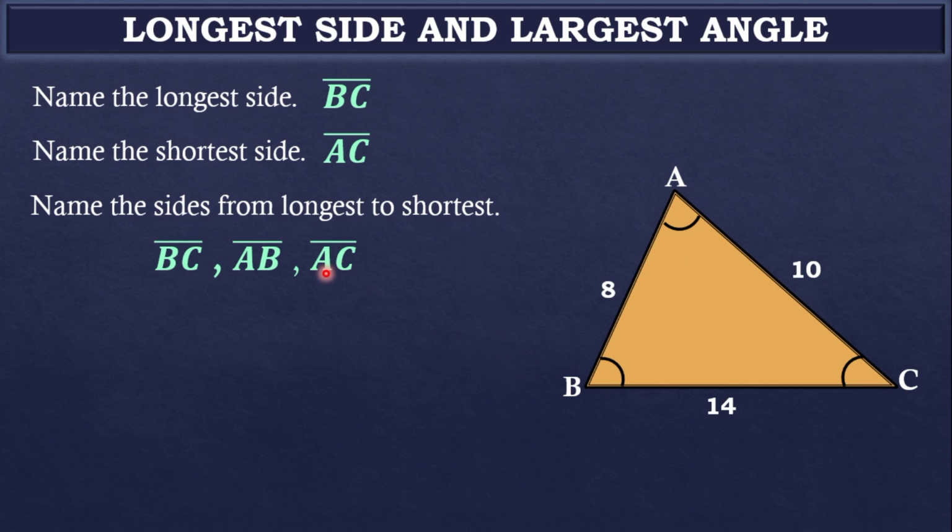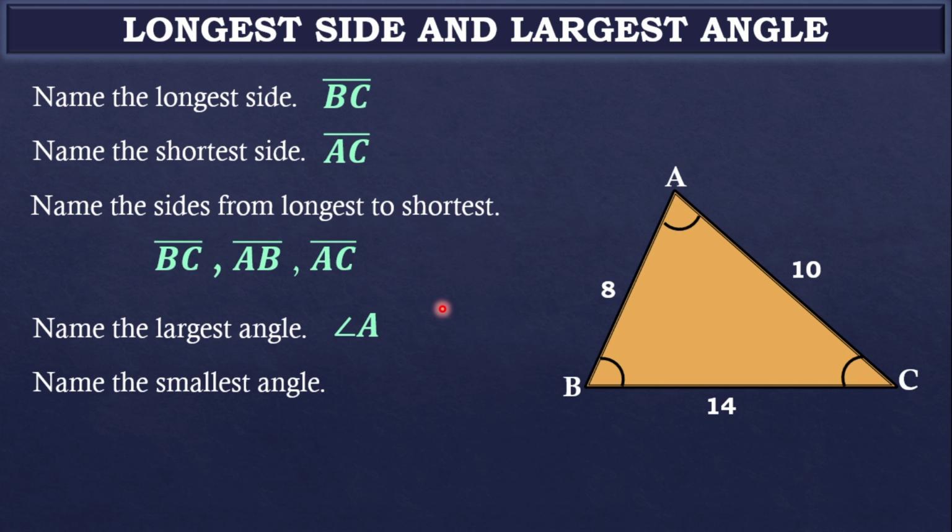Next, how about, given yung measures ng sides, aalamin naman natin yung largest angle. So, what is the largest angle? Para makuha mo yung largest angle, it is always opposite the longest side. Kung ito ang longest side mo, ibig sabihin ito ang largest angle. That is angle A. Next, name the smallest angle. Ang smallest angle ay opposite ng shortest side. Kung ito ang pinakamaiksing side mo, ibig sabihin this is your smallest angle. So, we have angle C.